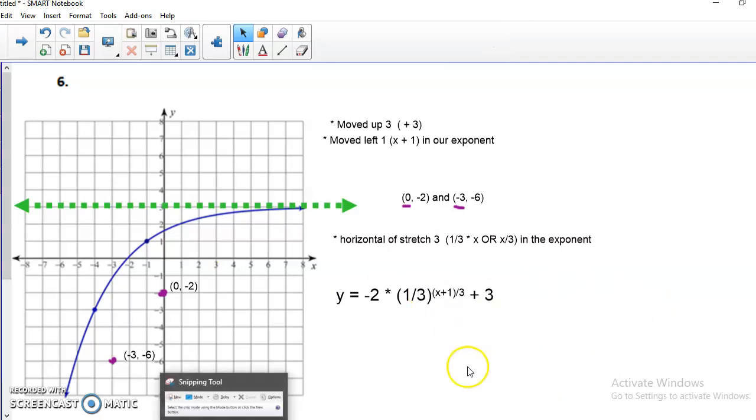These are probably as hard as it's going to get for us when we have the shifting left and up and a horizontal stretch. Honestly, I don't think I have seen any that will give you a horizontal shrink, so you don't have to worry about that. And I think that's really it.